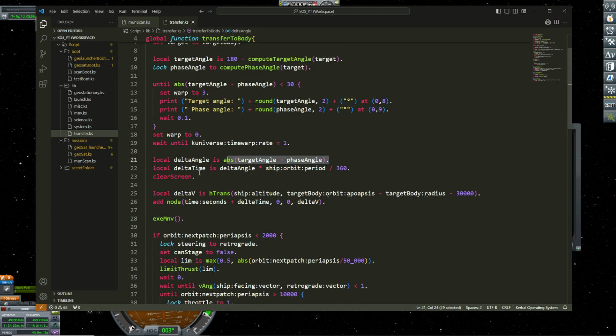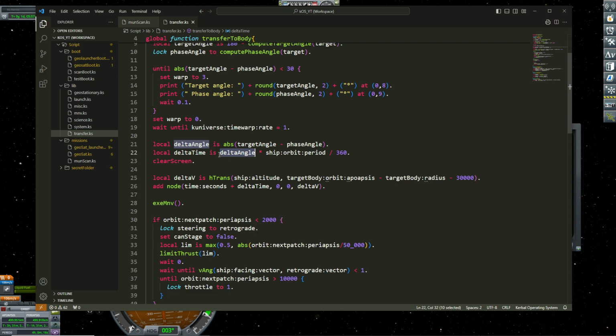And the delta time is the time I need to go 1 degree in my orbit. The orbit is divided in 360 degrees, so if I divide the period by 360 degrees, I have the time for 1 degree.